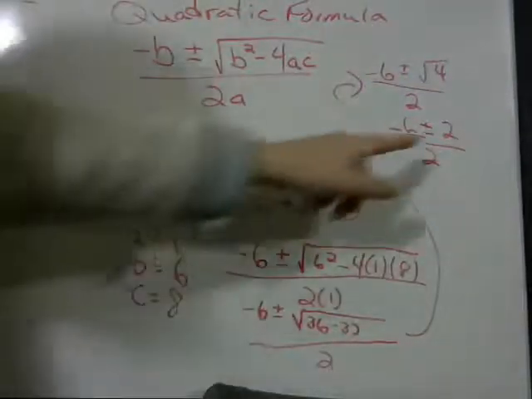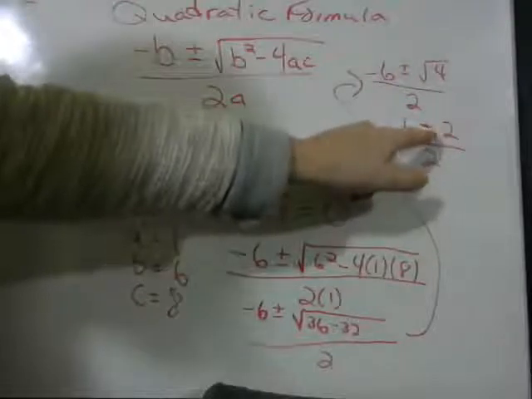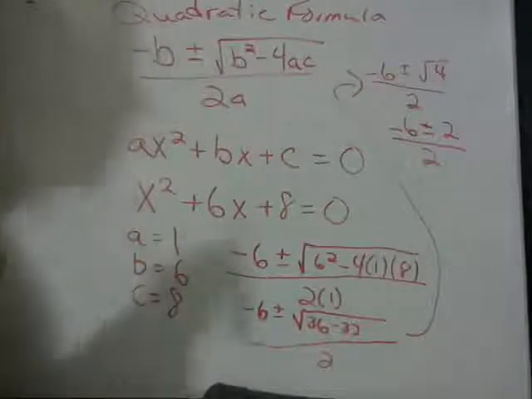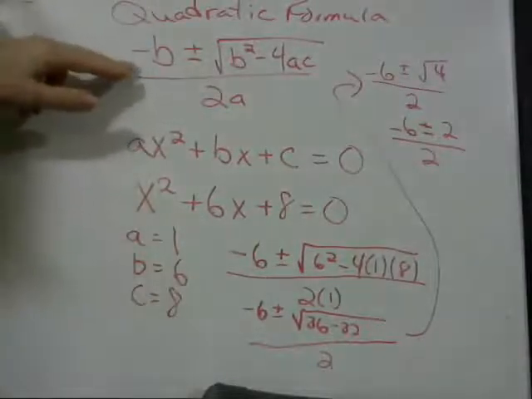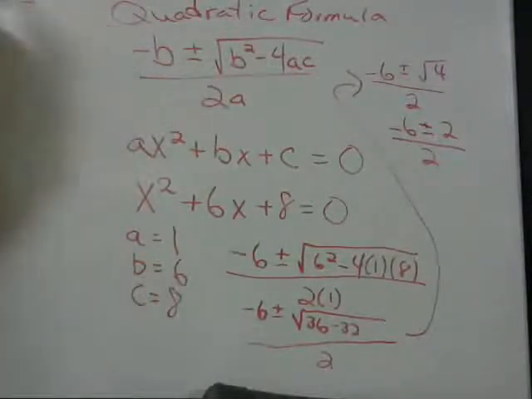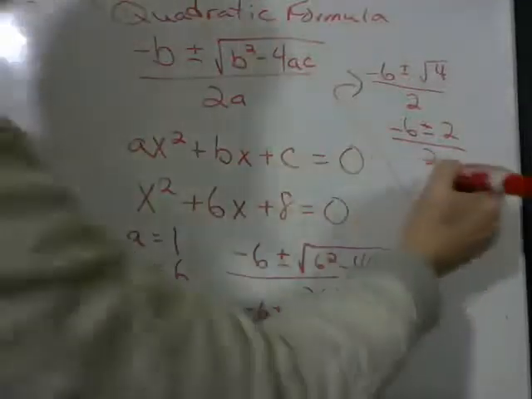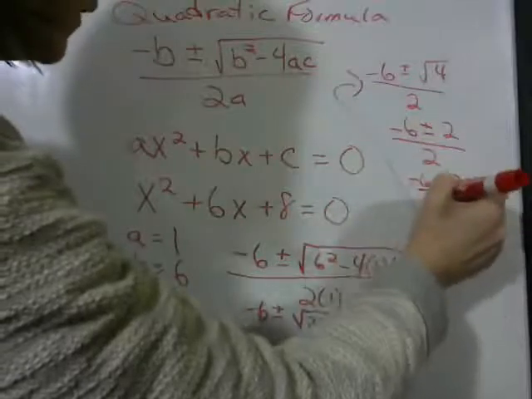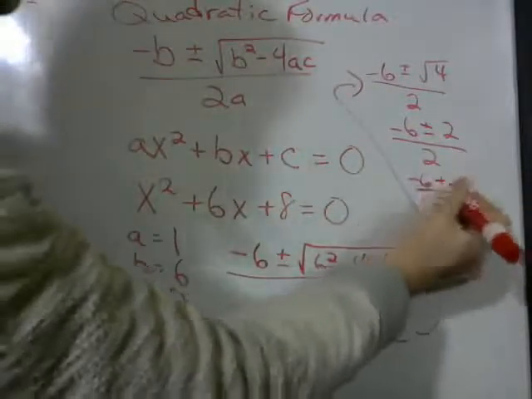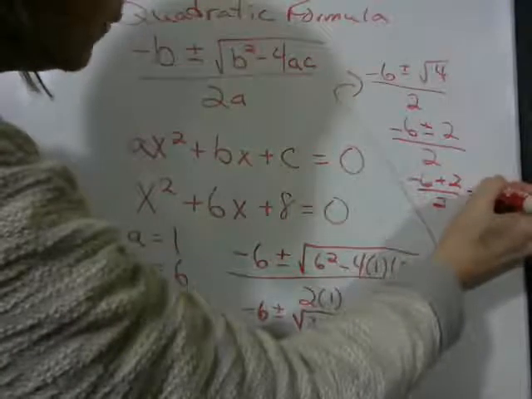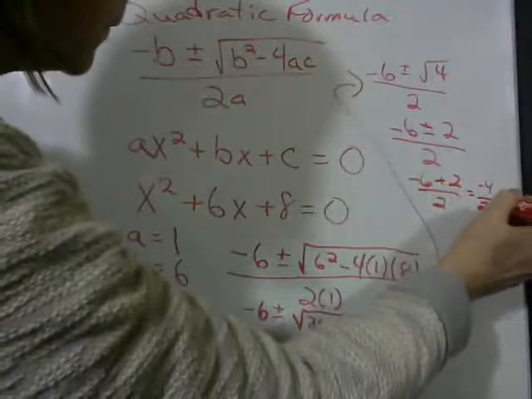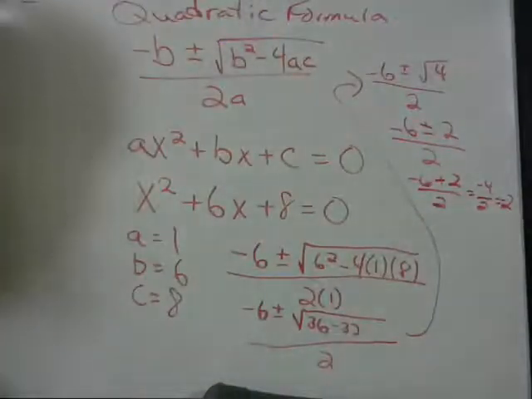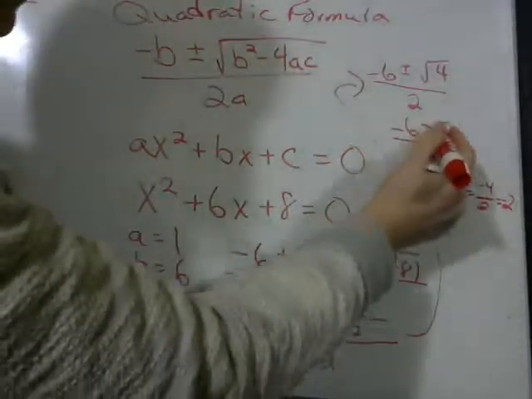So now we get here, and so we have a plus or minus, is how you read that. So we're going to have 2 answers. So when you see something like this, when you're using the quadratic formula, you're going to get 2 answers. We have one which is negative 6 plus 2 divided by 2. So what's negative 6 plus 2? Negative 4 divided by 2. Negative 4 divided by 2 is negative 2.